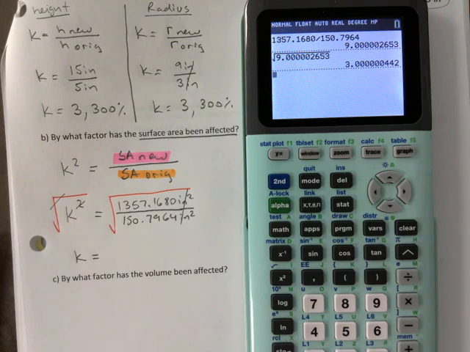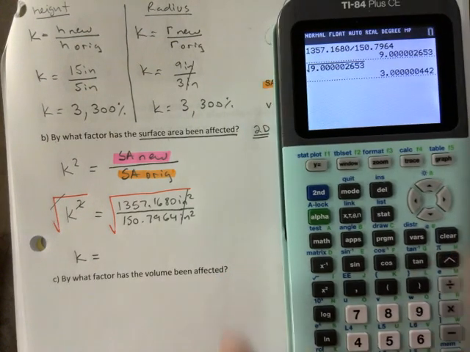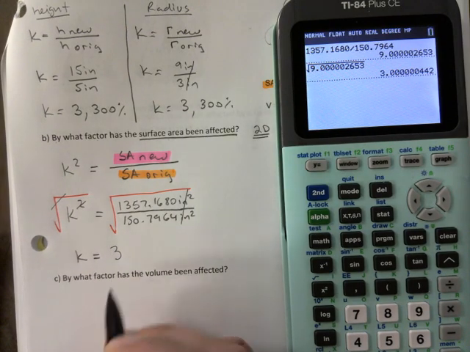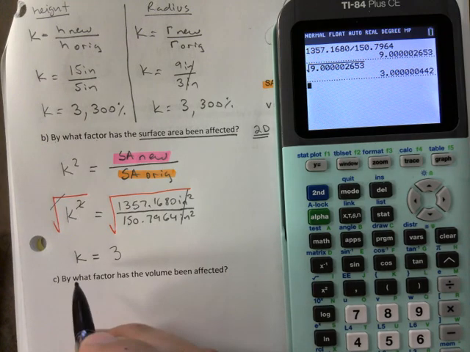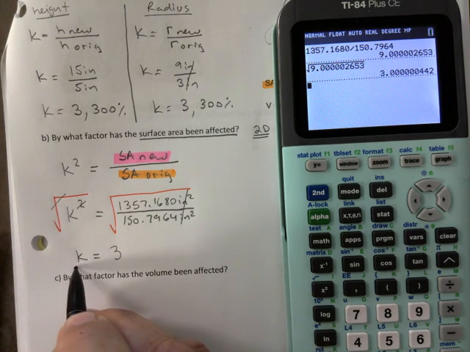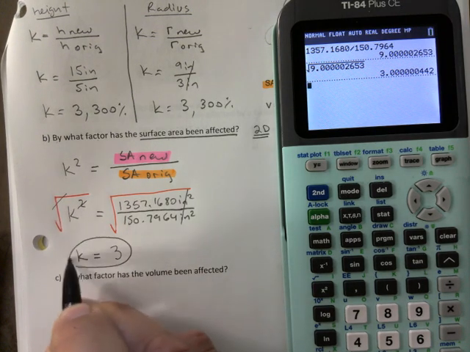Then hit enter one more time. And obviously our answer is 3, right? But it won't always be like that, okay? So our answer is 3. That's the scale factor, right?